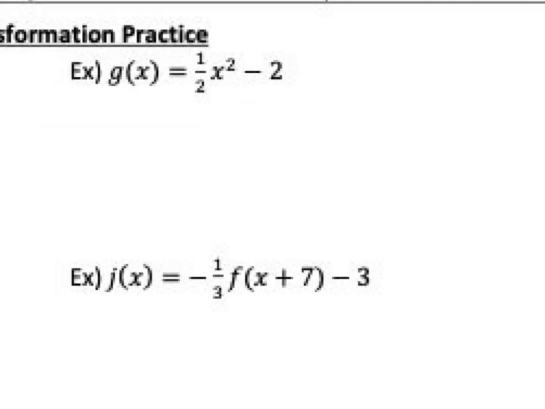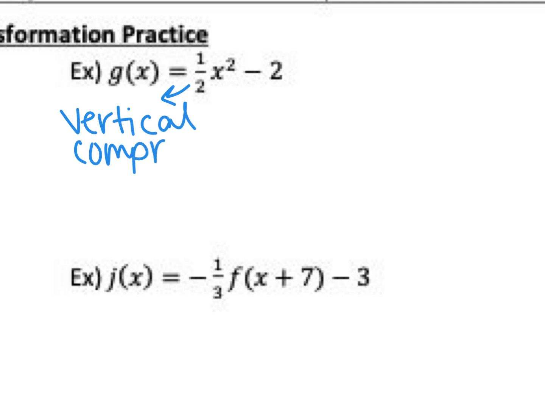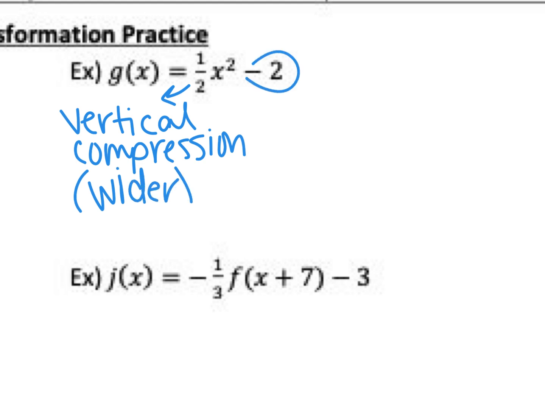Okay? Let's look at this one. We're going to change that second one to 1/2 and a -2. So here, this is a vertical compression, which means it got wider as opposed to the one before, which was a vertical stretch and it got narrower. And then this -2 just made us go down 2 spaces.